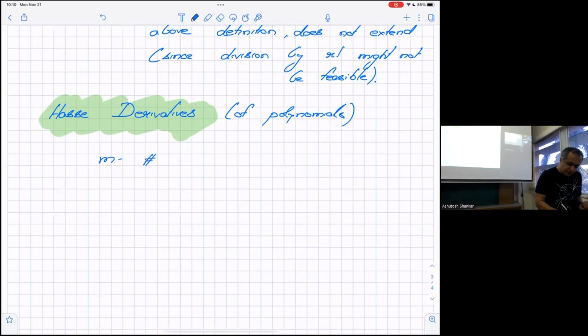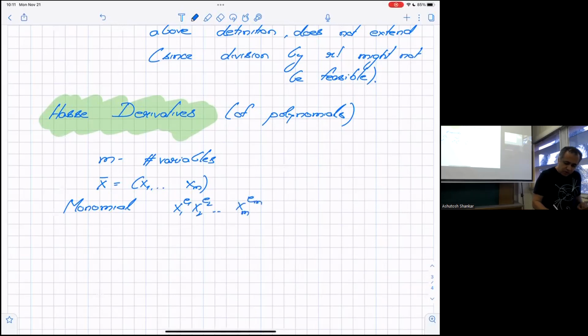We are going to be working more generally. M is the number of variables. And it will be convenient for me to write x bar, which is the set of variables x1 to xm. We'll use the bar notation to represent the vectors. And we'll be looking at monomials of the form x1 to the power e1, x2 to the power e2, all the way to xm to the power em. This we write as short as x bar to the power e bar, where x bar is as before and e bar is e1, e2.